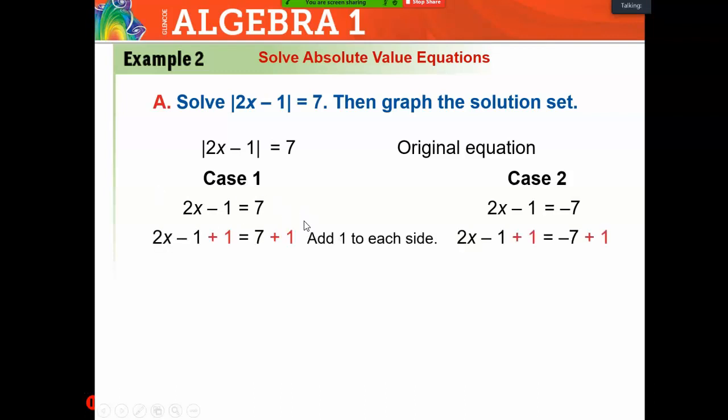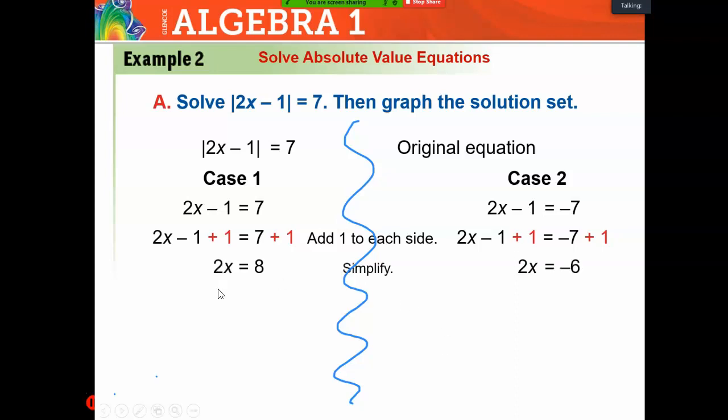You know what's really nice? Whatever I do on the left case side, I'm doing on the right case side. So again, you kind of have like this imaginary line where you're doing two problems side by side. So 7 plus 1 is, Stomach? Good. And negative 7 plus 1, Dominique? Perfect. So now I have 2x equals 8 and 2x equals negative 6.